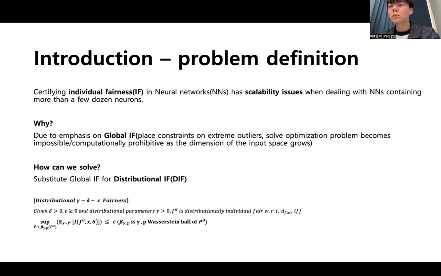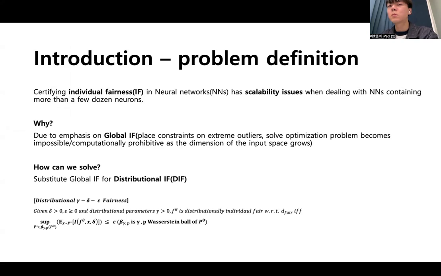However, when certifying individual fairness on neural networks, if the number of neurons in the neural network exceeds a certain threshold, a new problem called the scalability issue arises. The paper identifies the causes of this issue as the enforcement of fairness for outlier data during the process of certifying the global individual fairness of neural networks, and the computationally prohibitive nature of the optimization process as the dimensionality of the input data increases.